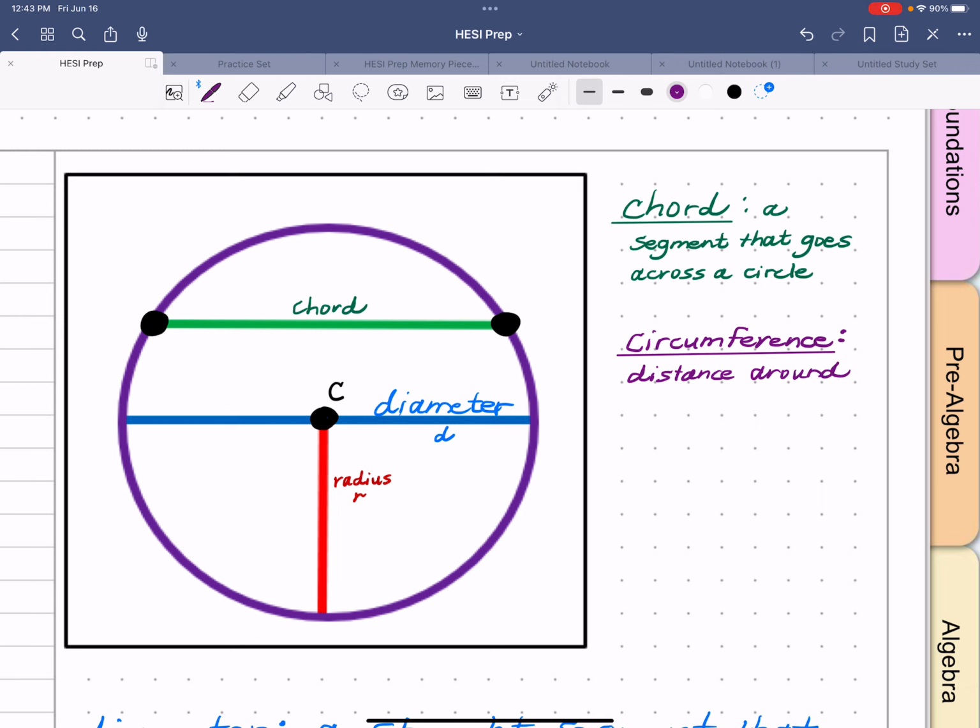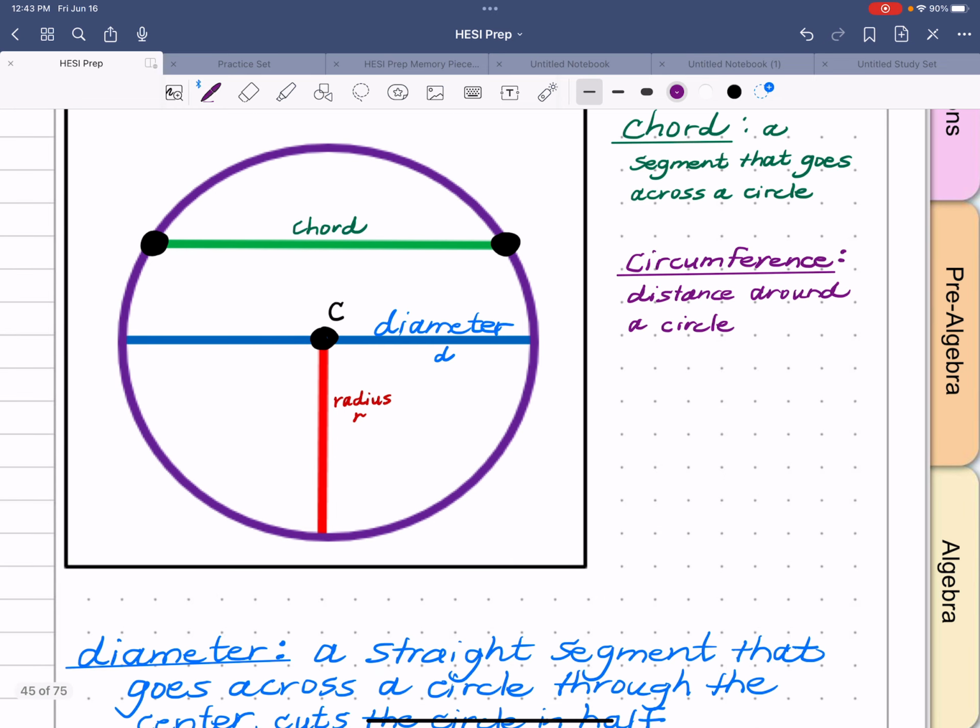And there's a formula for circumference. There are actually two of them that I see quite often. Circumference is 2 pi r. So circumference is 2 times the constant pi times the radius. The one I use is circumference is pi times diameter. So either of those will let you find the circumference.